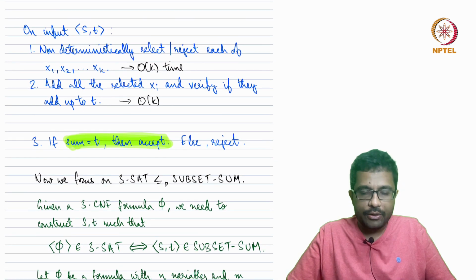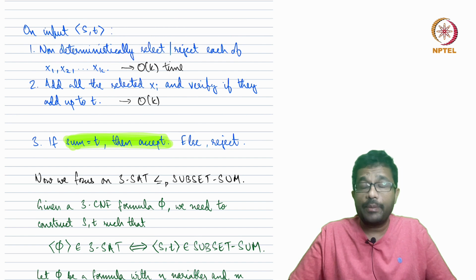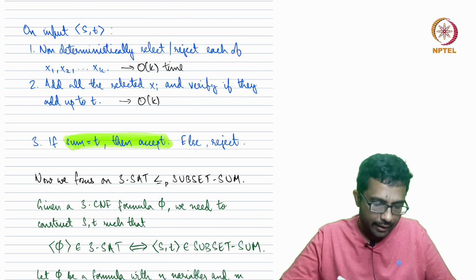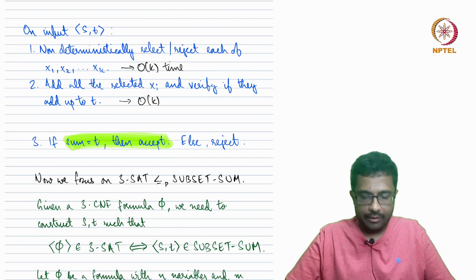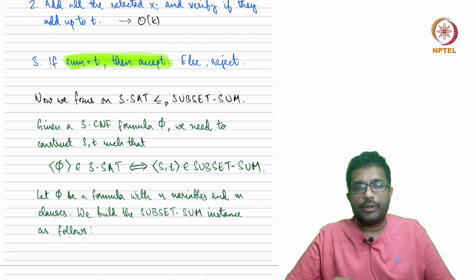So now let us focus on the main part, as always, to show that an NP complete language reduces to subset sum, right? So we show that 3SAT reduces to subset sum, right? So like many other cases before, we show that 3SAT reduces to subset sum.